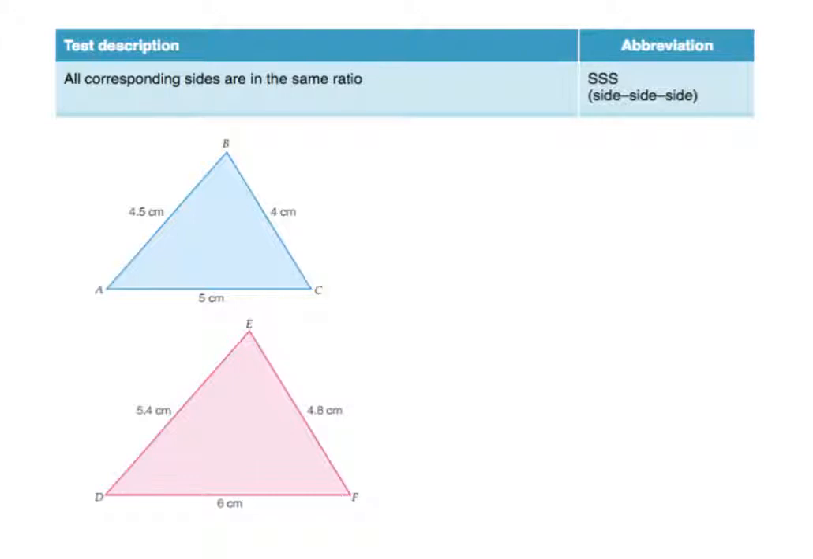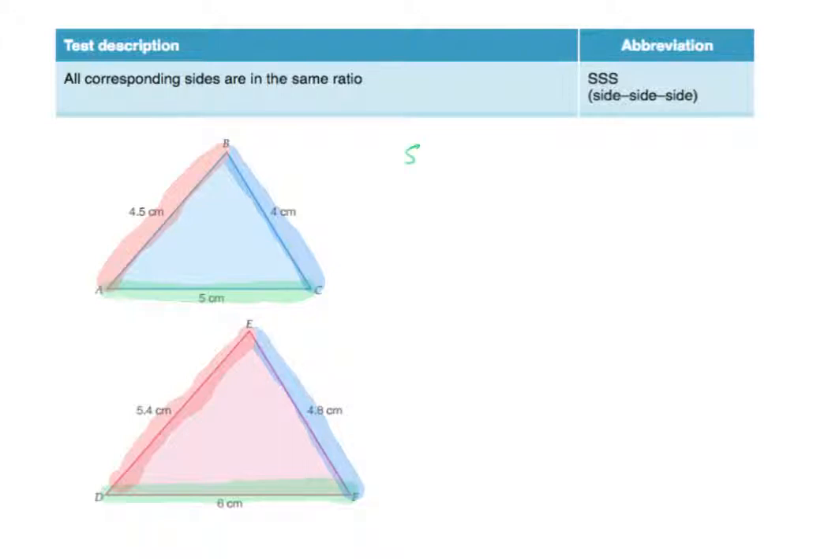Now with triangles, the easiest way to do that is to look for the largest side on the first triangle and the largest side on the second triangle, and they are going to be corresponding. Then look for your smallest side on the first triangle and the smallest side on the second triangle, and they are going to be corresponding. And then the middle side that we have left on the 2 triangles will be our third corresponding side. So now that I know what sides are corresponding, I can go ahead and calculate my scale factors.